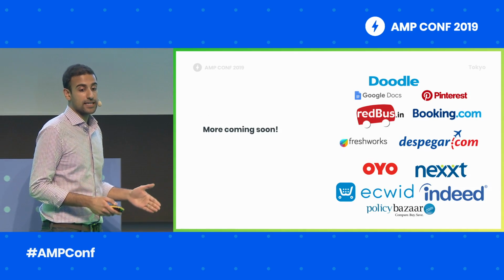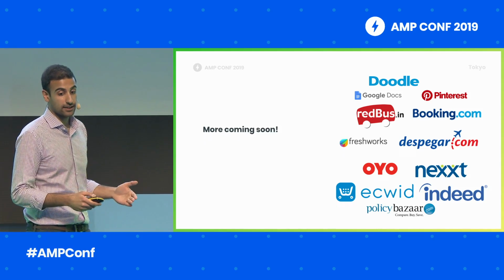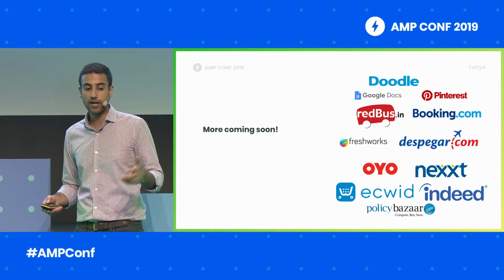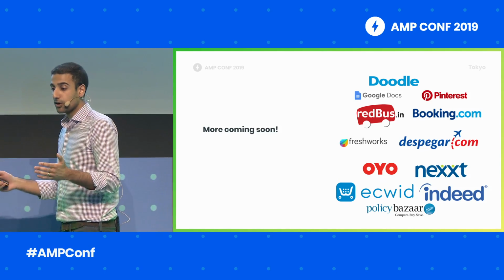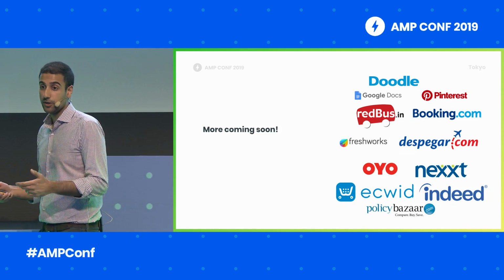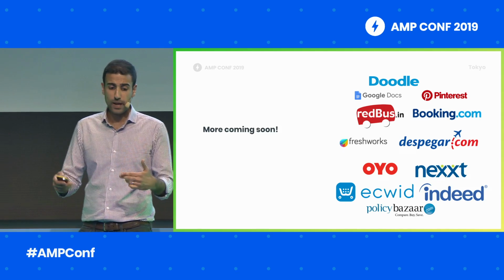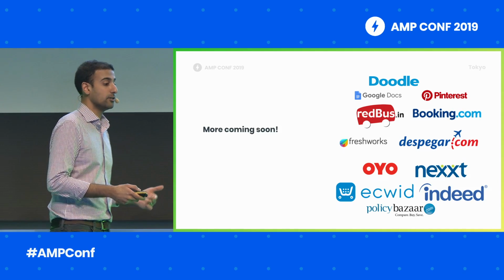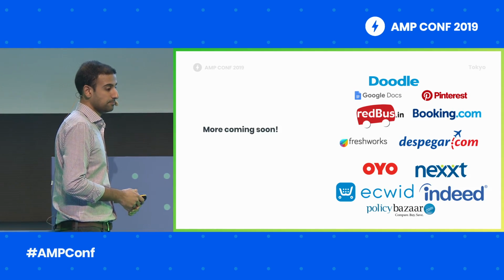So that's just a handful of the senders who are adopting AMP for email already. Many more are coming soon, including Redbus, Freshworks, and Booking.com. It's very early, but we're excited about the impact that AMP emails are having on use cases that users experience every day, and also bringing real, measurable value to email senders who adopt it.